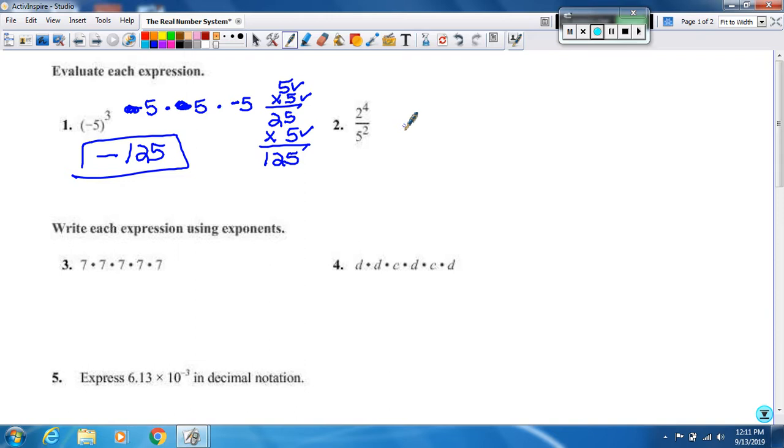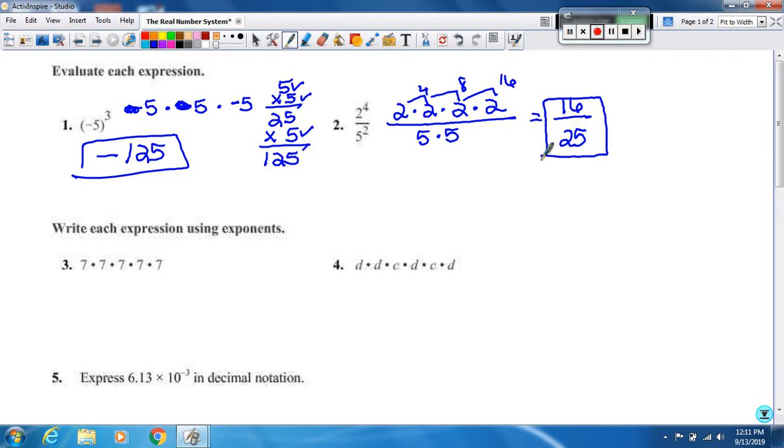This one, if you make a big long fraction, I'm going to have four 2's in the numerator and two 5's in the denominator. Okay, 2 times 2 is 4, 4 times 2 is 8, 8 times 2 is 16. So that's going to be 16 in the numerator. And on this one, 5 times 5 is 25. And 16 over 25 does not simplify, so that's your answer.